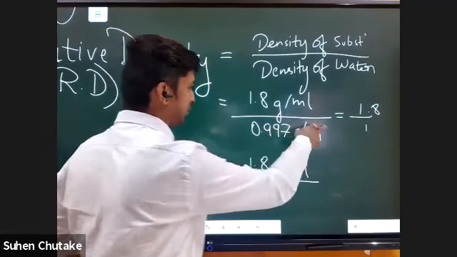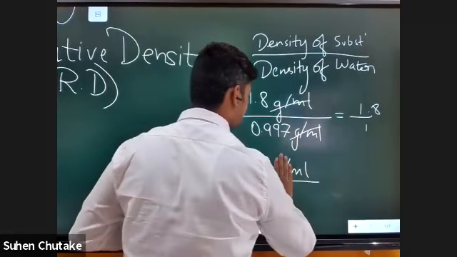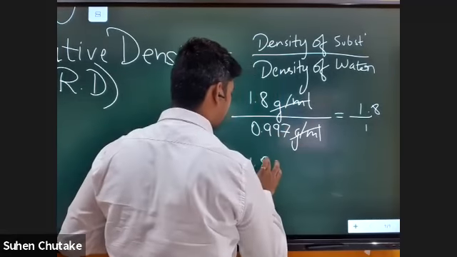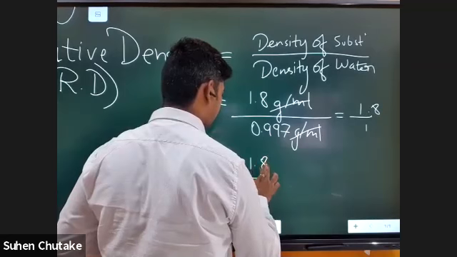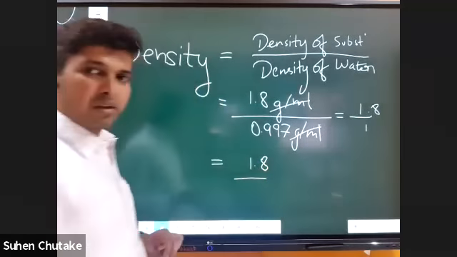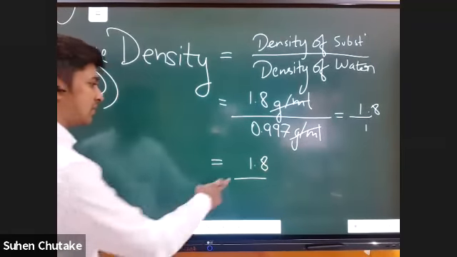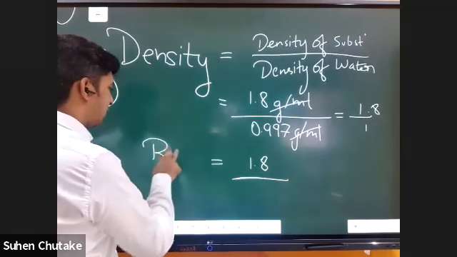Gram per ml, I think it will get cancelled, no? It will get cancelled, so it will have no unit. It's a unitless quantity. It will be 1.8. 1.8 will be the relative density. Are you getting this?